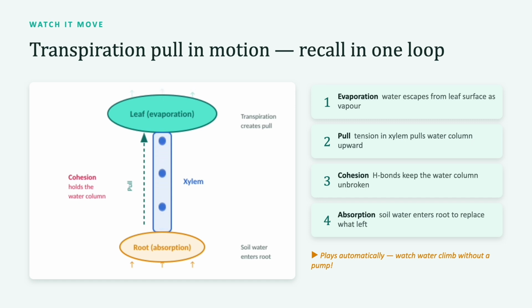Watch the water dots climb up through the xylem as the leaf evaporates at the top, while the root absorbs more from the soil at the bottom. The cohesion label on the left reminds you what holds the column together. For revision, it narrates evaporation, pull, cohesion, absorption. One loop covers the entire mechanism.